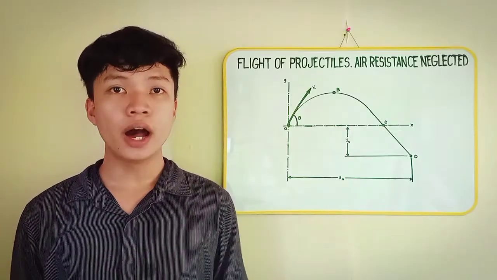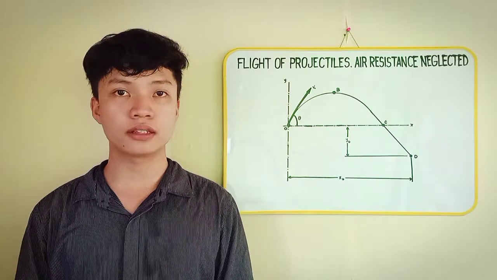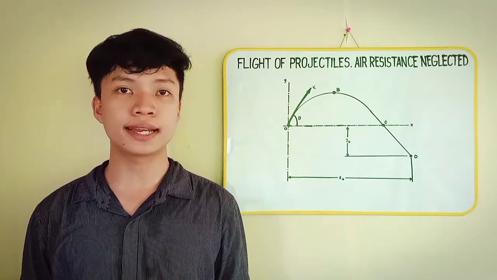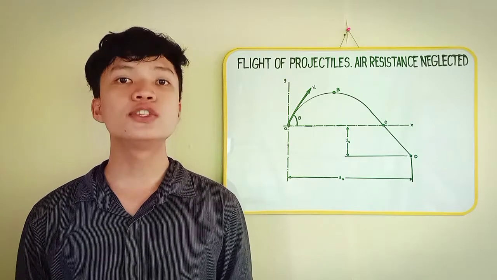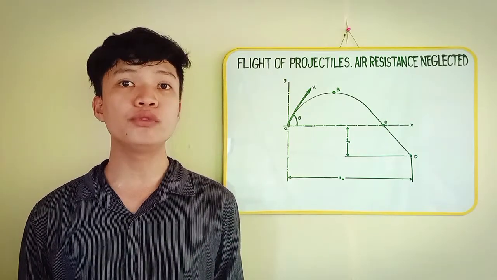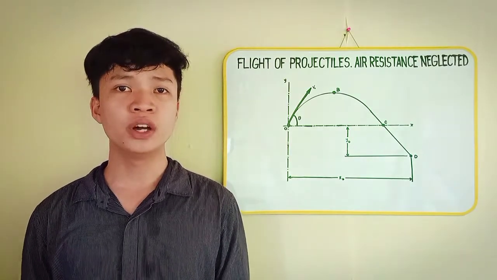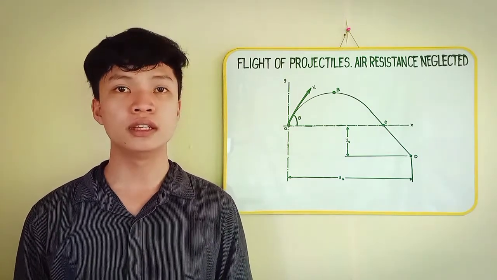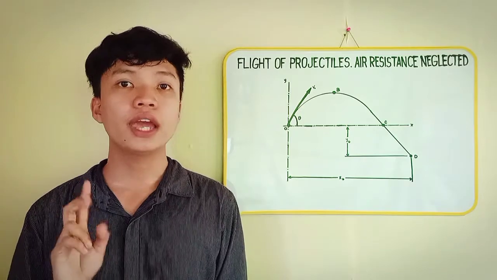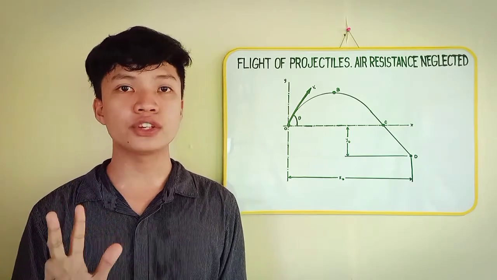In this video, I will discuss the flight of projectiles, where air resistance is neglected, under the chapter of curvilinear translation. Let's assume that the projectile is moving without rotation in a vacuum. We will neglect all the factors that affect the actual flight of the projectile, such as the wind velocity, air resistance, and the rotation of the Earth.